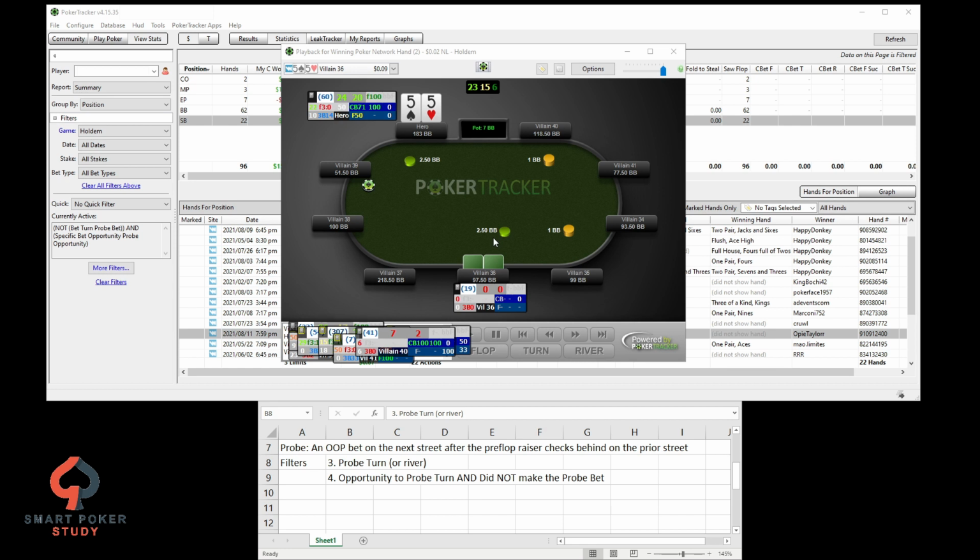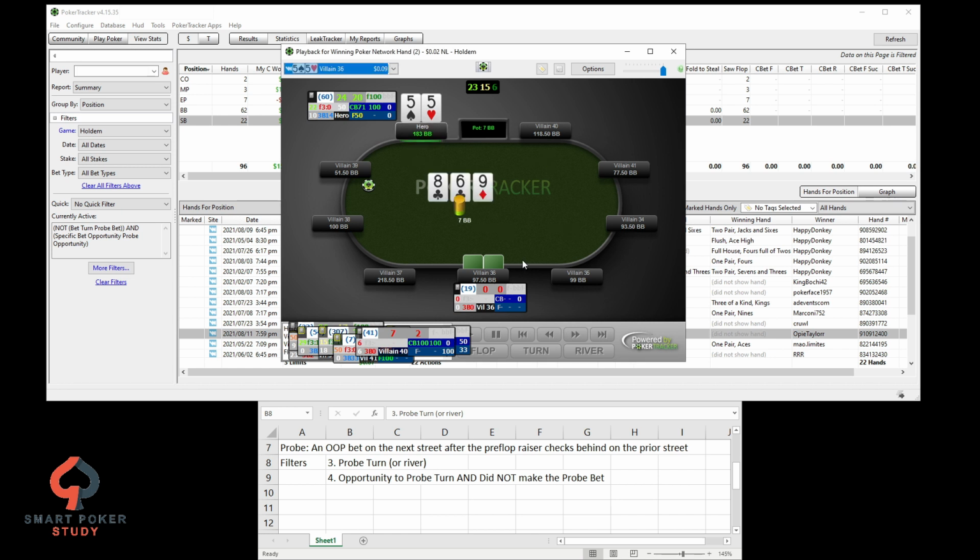But look at that weird ISO raise sizing. Would he do this with a really strong hand? I mean, if you had aces or kings here, would you really make it just 2.5 big blinds and allow all these players, especially the big blind and this guy, to come in super cheap? Probably not. So he's probably a tight player, but he probably has a hand that he's not really too fond of. Ace-jack, pocket tens, something like that. So we decide to call.